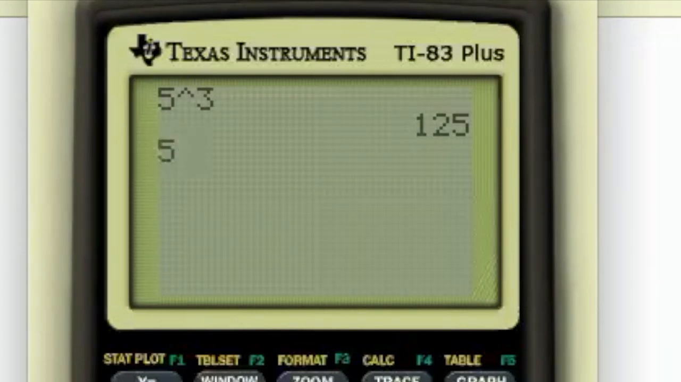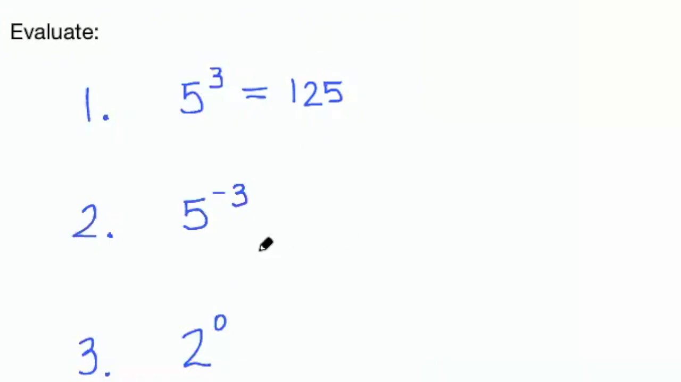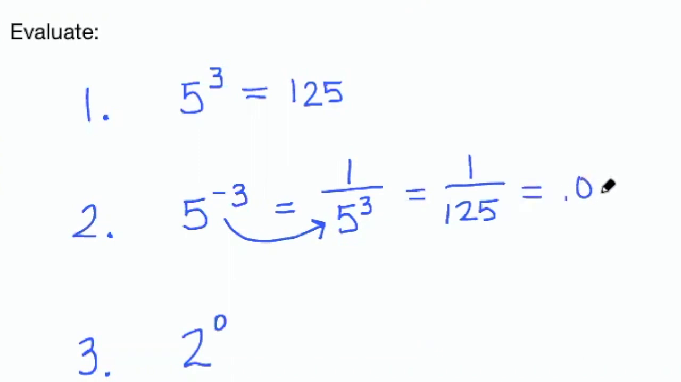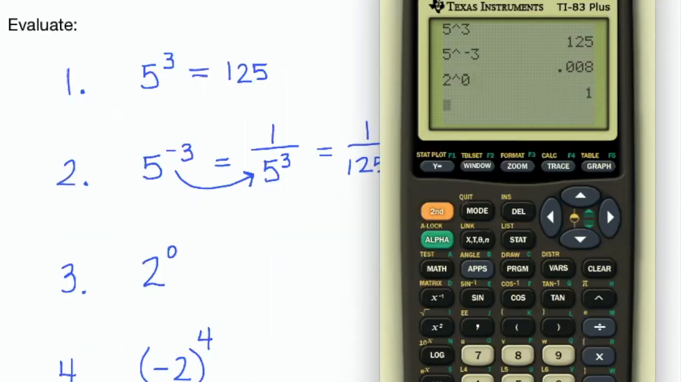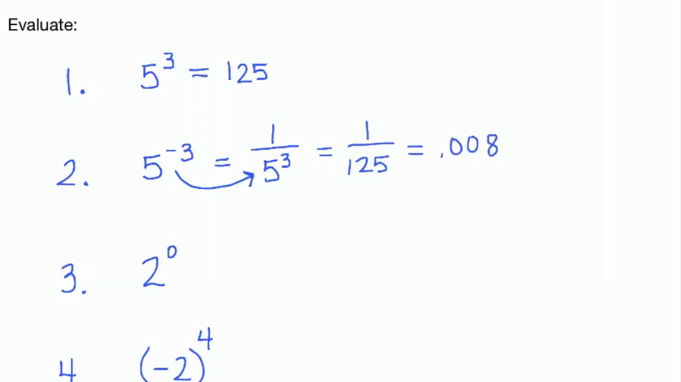Exponents are allowed to be negative. Notice I get a decimal. This is because 5 to the -3rd really means make a fraction and move that 5 cubed to the denominator. And when you move it, you get rid of the negative. So these two statements are equivalent, and that's how the calculator got 0.008. All right, 2 to the 0 power, you're going to get 1. Anything to the 0 power equals 1. So usually you don't need a calculator for that one.